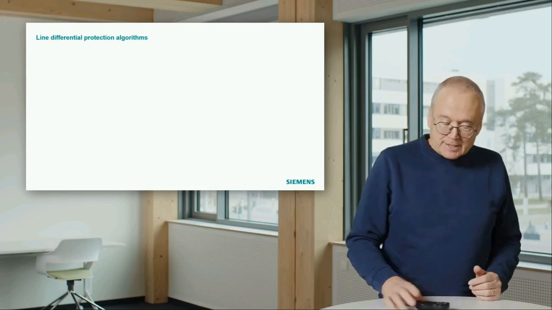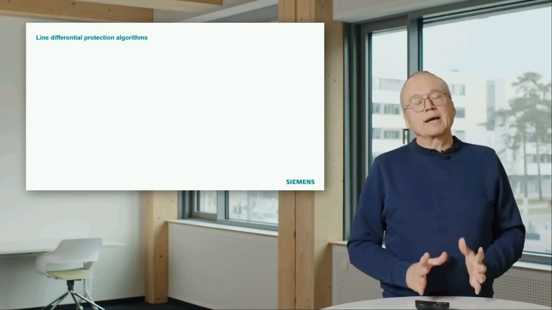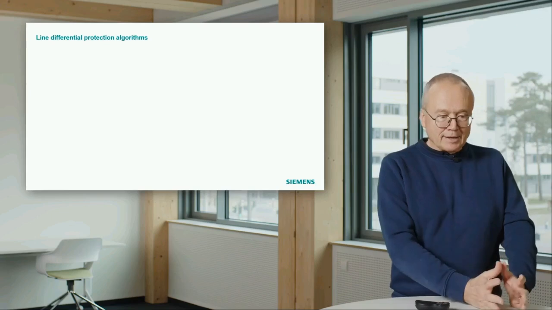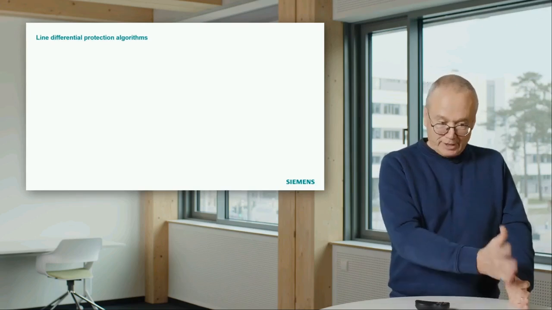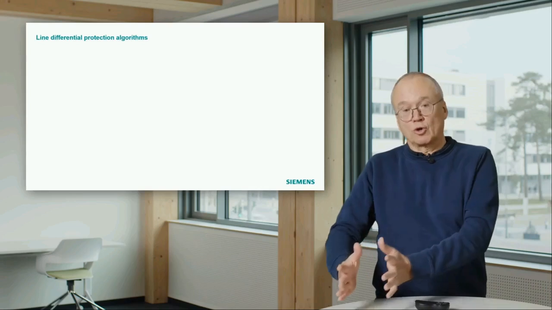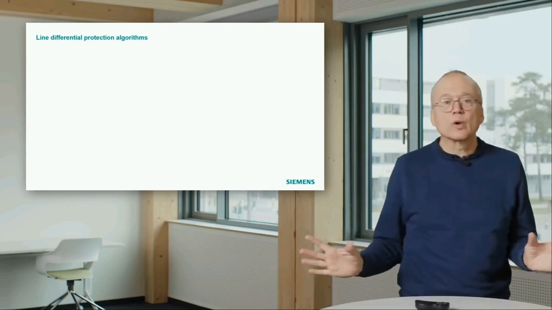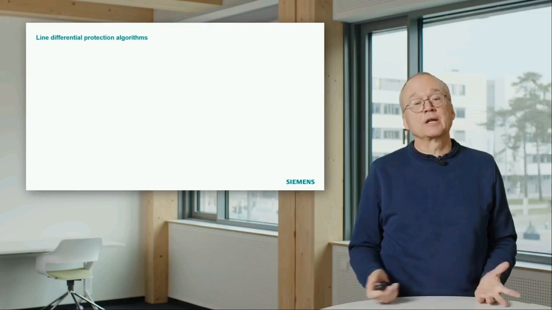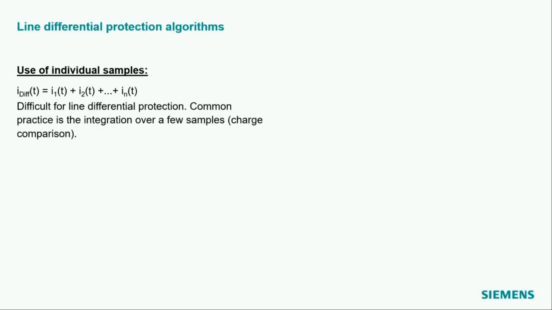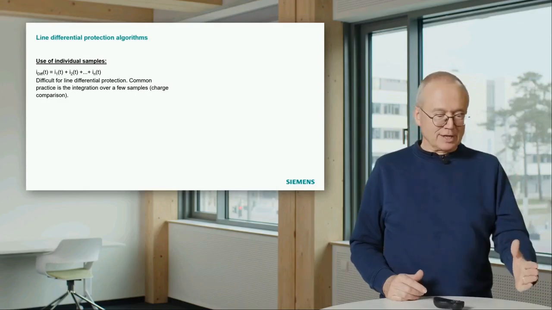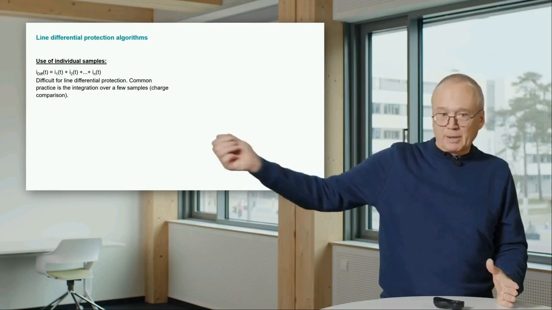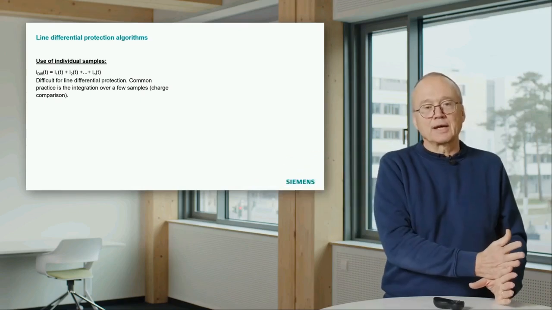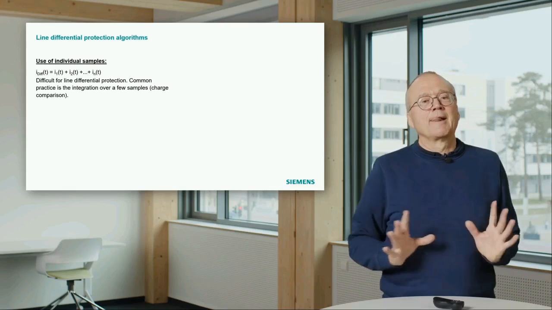Concerning the algorithms, I said in the beginning, you can apply the differential protection principle either on individual samples, on instantaneous values, or on phasors. So what can we do in line differential protection? Also there we can do both. Theoretically, we can use individual samples. That means, let me say, every half millisecond I take the sample from my local side, compare it with the sample coming from the other side, and calculate the differential current.